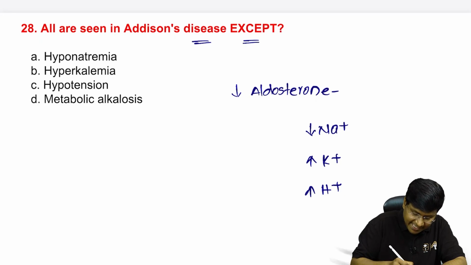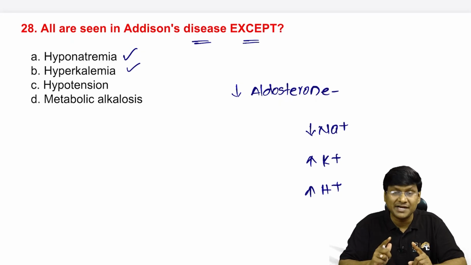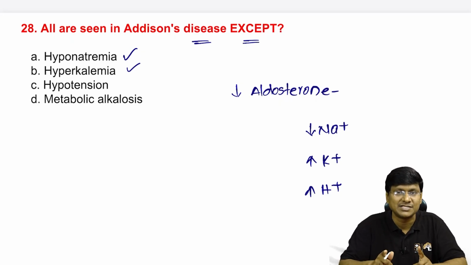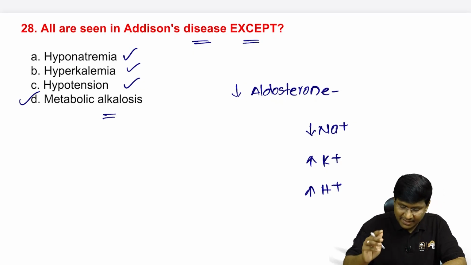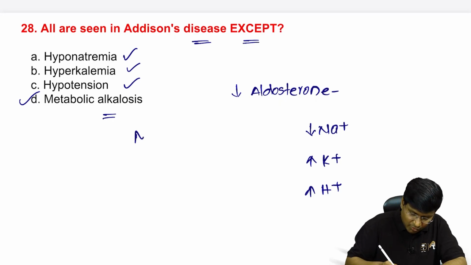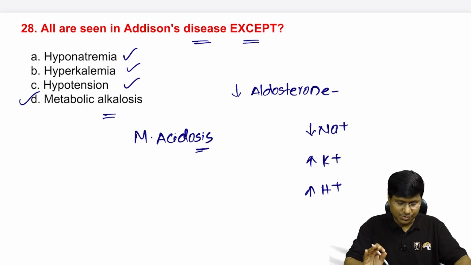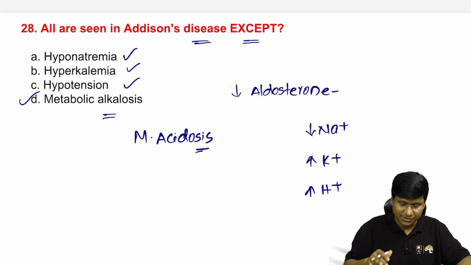So hyponatremia will be there, hyperkalemia will be there, and once there is aldosterone deficiency, water retention also will not occur, and that results in hypotension. But please remember, metabolic alkalosis will not be there. What they will have is metabolic acidosis. So this is what is observed in patients with Addison's. Next question.